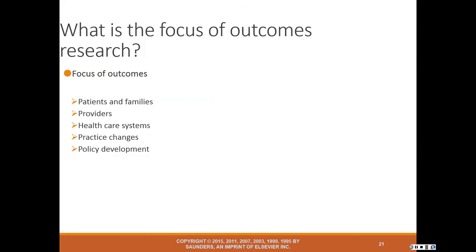Now, outcomes research. The focus is on patients and families, providers, healthcare systems, practice changes, and policy development. They're trying to determine the effectiveness of nursing interventions in predicting and controlling the outcomes desired for patients and families. They're very interested in quality and effectiveness. They want to know the results of care and the influence of a particular type of care on changes in patient care status.